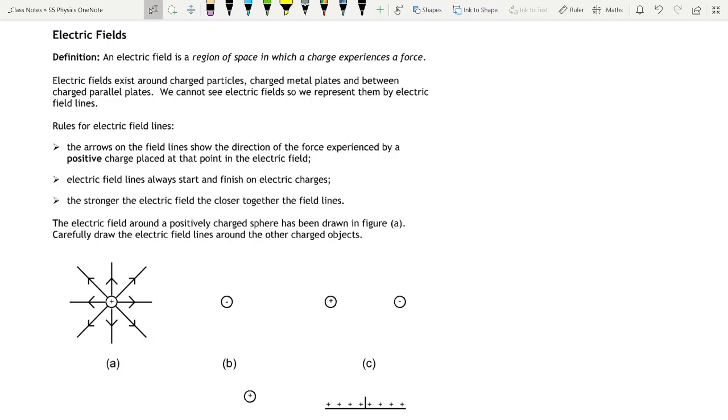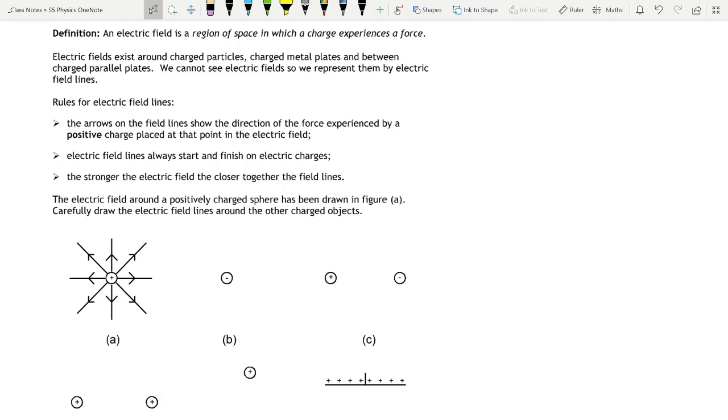Okay. So, electric fields are the area around something, or region of space, in which charge experiences a force. Anything that's charged has an electric field around it. Depending on what it is, you have different types of fields, and different shapes of fields even. Electric fields exist around charged particles, charged metal plates, and between charged parallel plates.